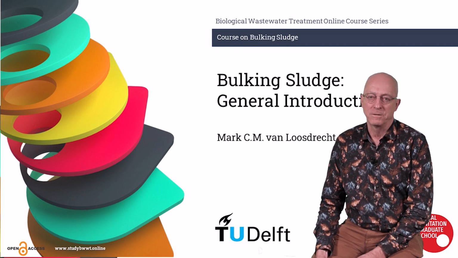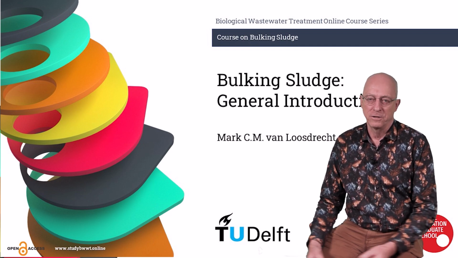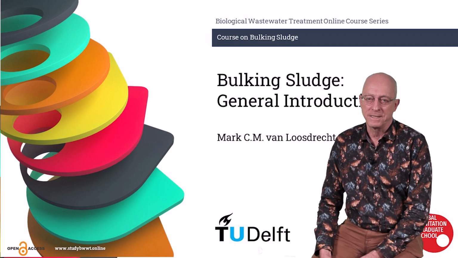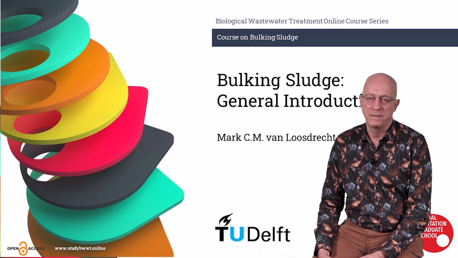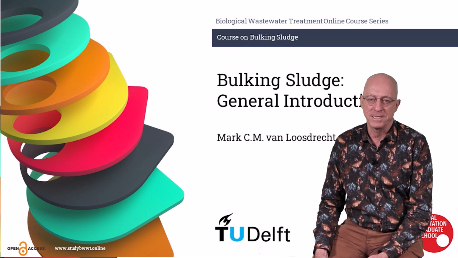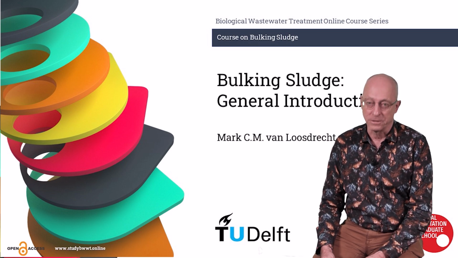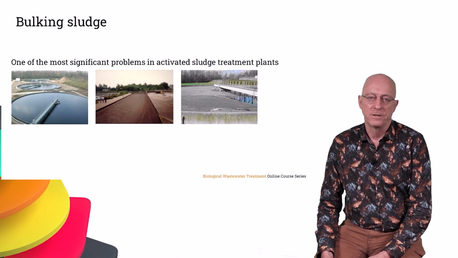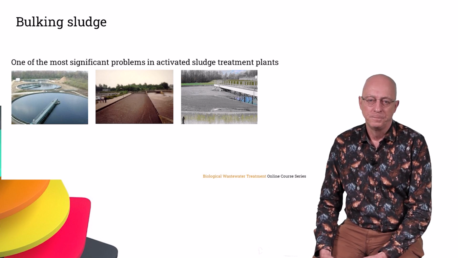This lecture is about one of the features of activated sludge, the sludge itself. There have been other lectures on the activated sludge process and the settling of bacteria in the final clarifier. This lecture will mainly focus on what determines the sludge volume index, and especially why sometimes filamentous organisms are growing in the sludge, causing so-called bulking sludge. The bulking sludge is one of the most significant problems for activated sludge treatment plants.